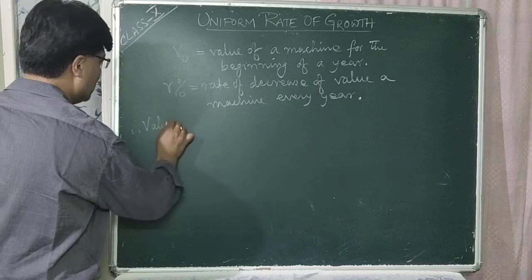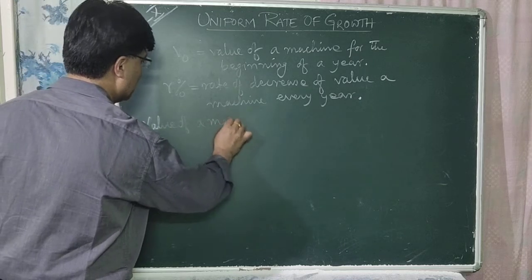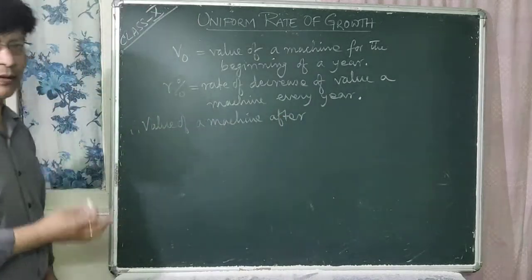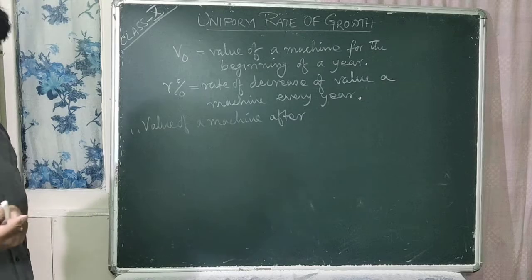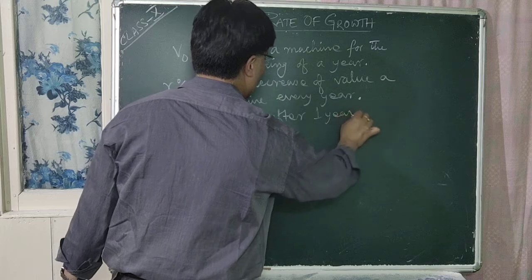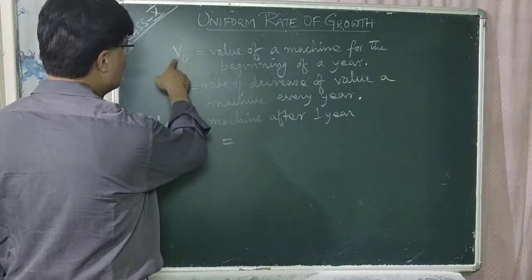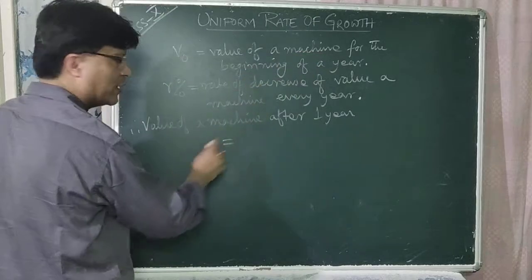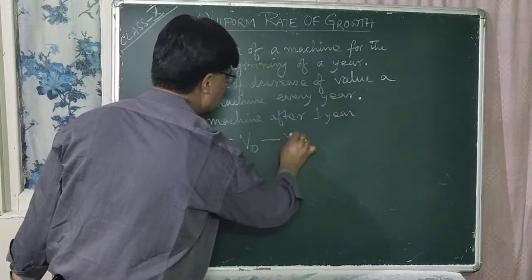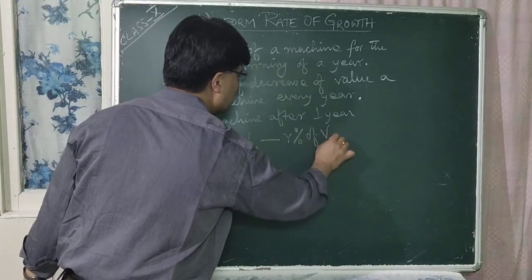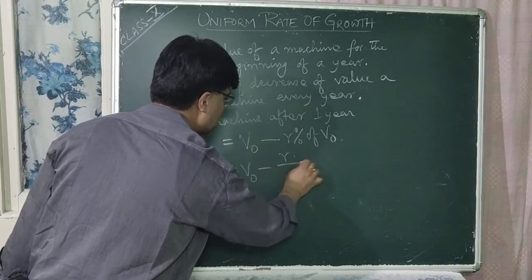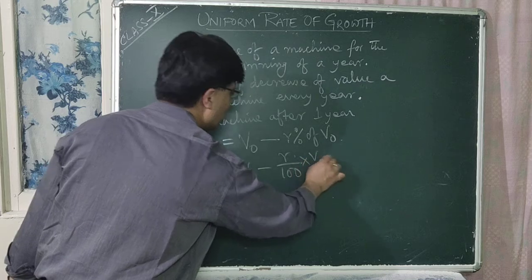Therefore, value of a machine after, this value means price also. Value means, in this case, it is price of a machine. So value of a machine after 1 year will be equal to what? This V0, what is V0? Value of a machine for the beginning of a year. Now it will decrease. It will decrease by what? Minus this R%. This R% of V0. Right? So is equal to V0 minus R% means R by 100 of means into V0.